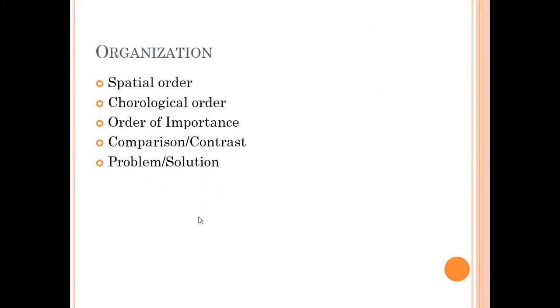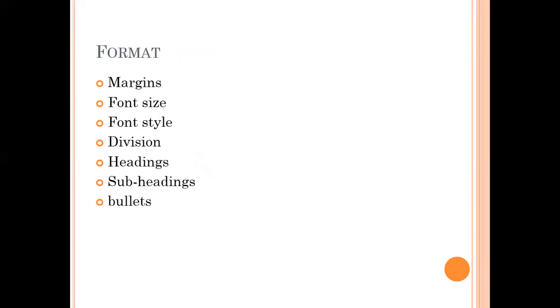Now, organization contains how to organize your data. These are the ways. It could be a spatial order, chronological order, order of importance, comparison and contrast, problem solution order, as we previously had that. Now, formats. It could be in margins, font size, font style, division, headings, subheadings, and bullets. Now, the format of your letter or your draft has to be decided.